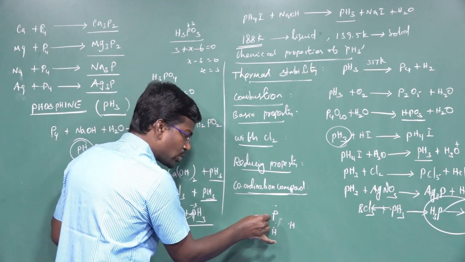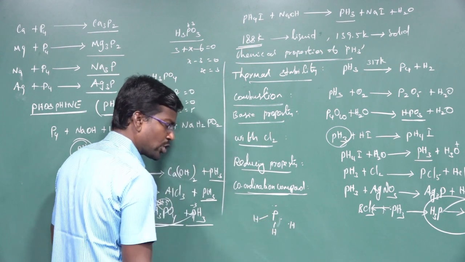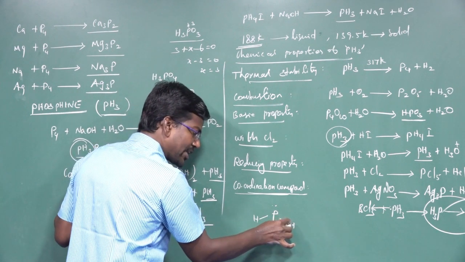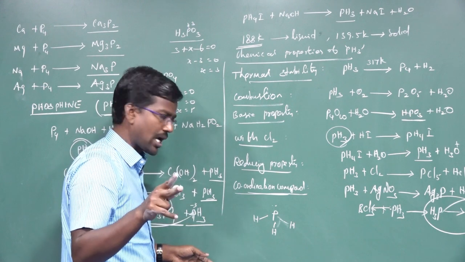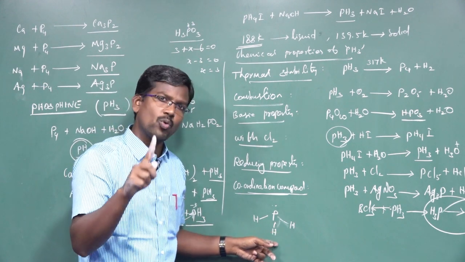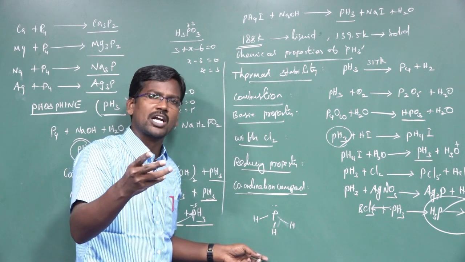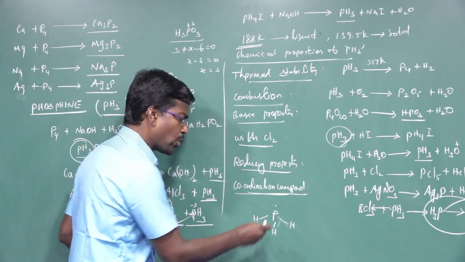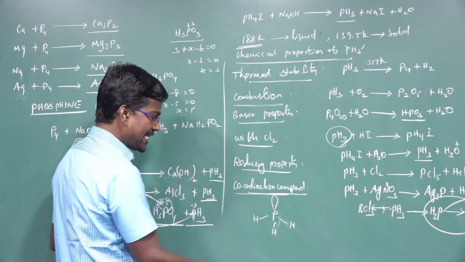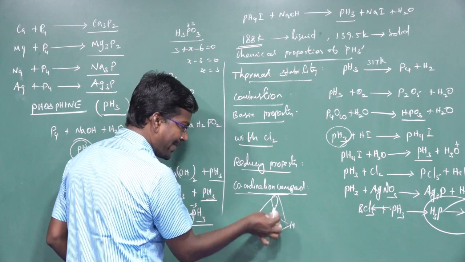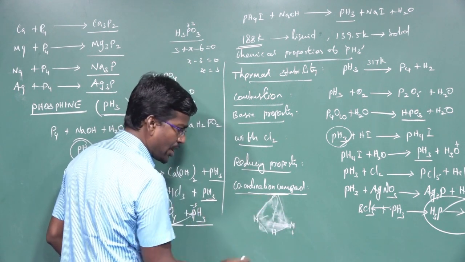Each pair of unpaired electrons is shared to form one covalent bond. So phosphorus has three unpaired electrons and each hydrogen atom has one unpaired electron. The three unpaired electrons are utilized in the formation of three covalent bonds with three hydrogen atoms. The lone pair of electrons occupies a tetrahedral position. This is phosphine, and it becomes a pyramidal shape.